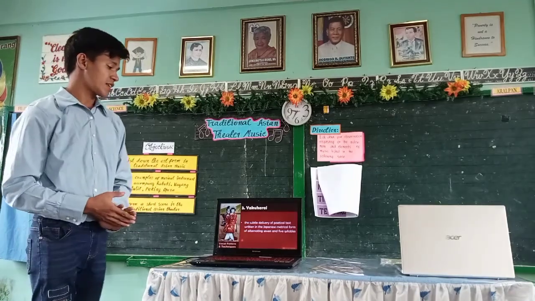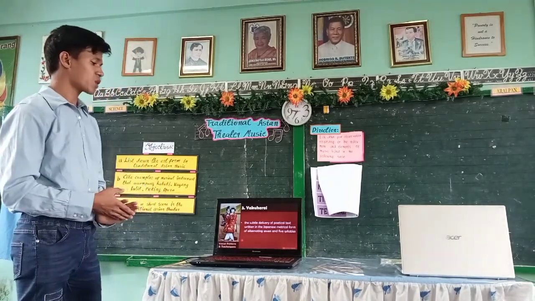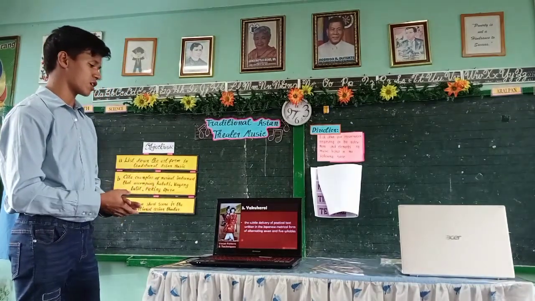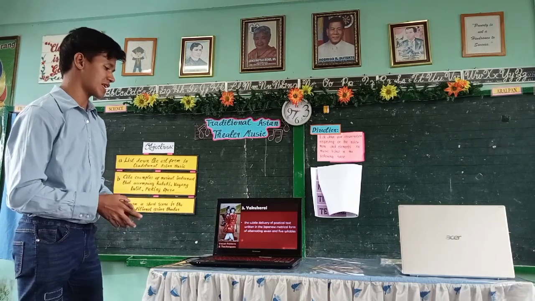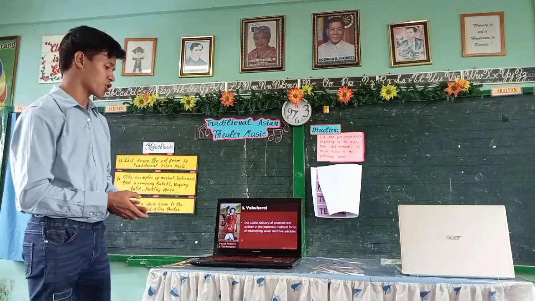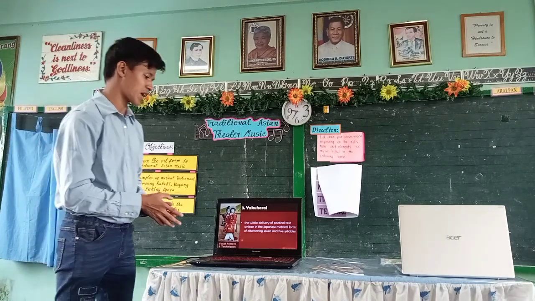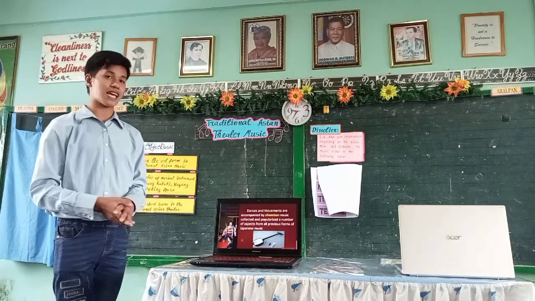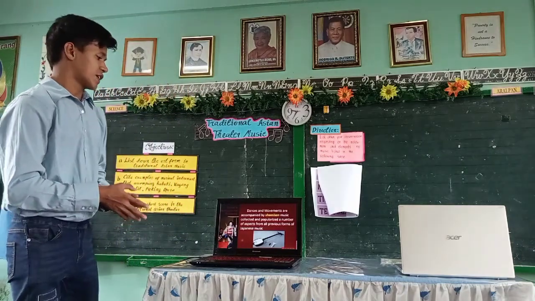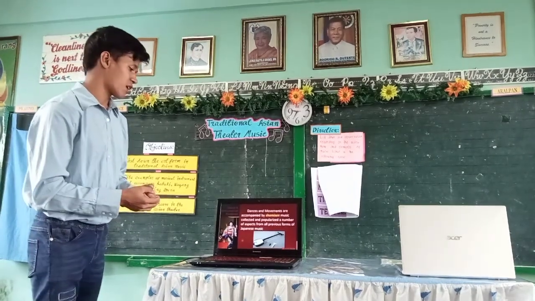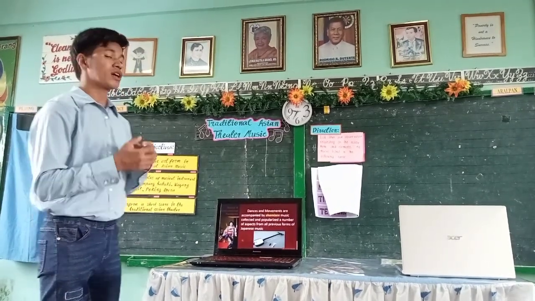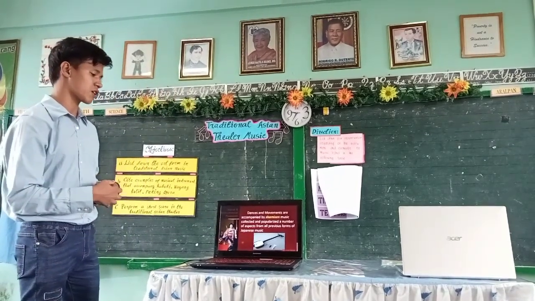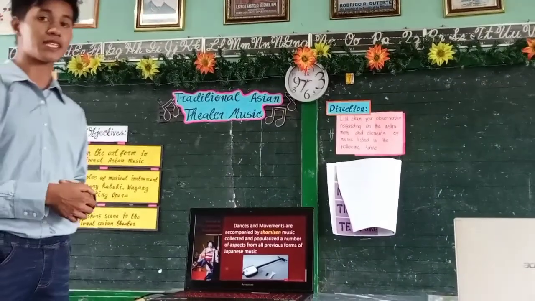The third one is Yakuharai, the delivery of poetical text written in the Japanese metrical form of alternating 7 and 5 syllables. Now let's proceed to the vocal instrument and its features. Dances and movements are accompanied by the shamisen, which popularized a number of aspects from the previous forms of Japanese music.